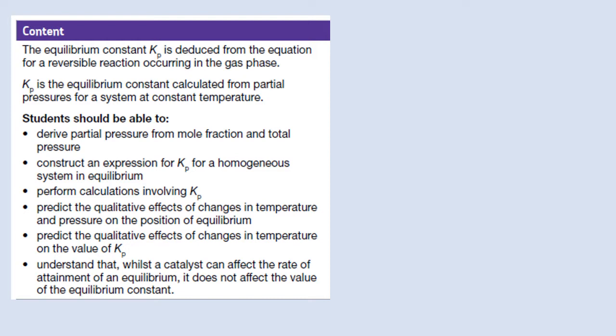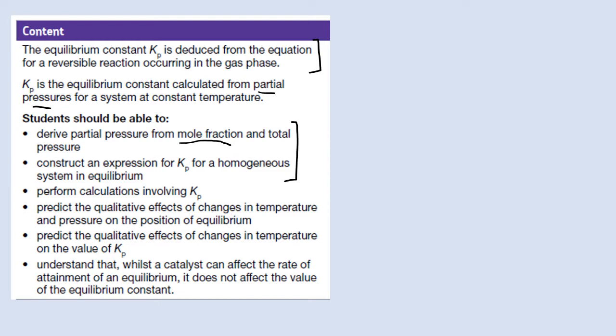So the equilibrium constant Kp is deduced from the equation, just like Kc was, and we'll remind ourselves of how we did that for Kc. And we're going to look at how we calculate this from something called partial pressures, and we'll see something down here called a mole fraction. Okay, so we're actually going to start by looking at these first 2 bullet points here. But first off, I'm going to remind us of what Kc was.